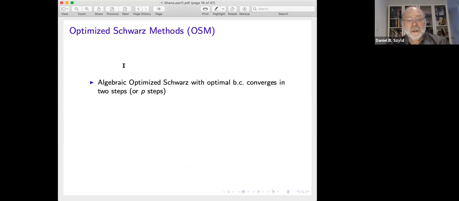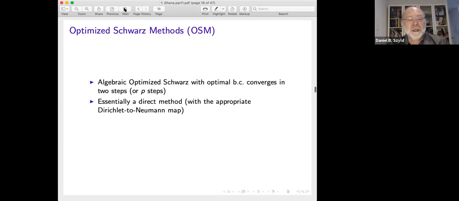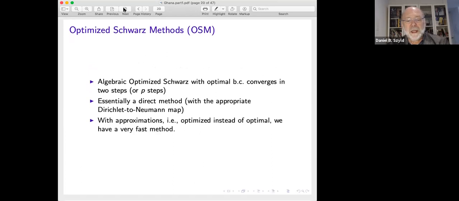Okay. So if you have the optimal, it will converge in 2 steps if it's 2 domains, or p steps if it's p domains. So essentially, it's almost like a direct method. It is a direct method by understanding the appropriate Dirichlet to normal map. It's like a Schur complement. And with approximations, we have a very fast method. So this is the optimal Schwarz method.